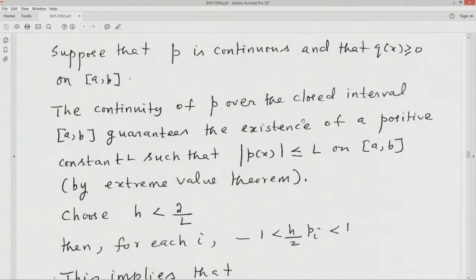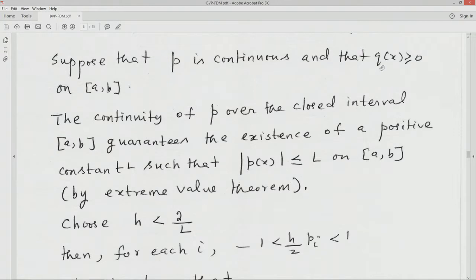Suppose that this function p is a continuous function and this q is such that q of x is greater than or equal to 0 for every x in this interval a b. So, let us start with this condition. Then the continuity of p on this closed interval a b guarantees the existence of a positive constant L such that mod p of x will be less than or equal to L on the interval a b, and this is by extreme value theorem.